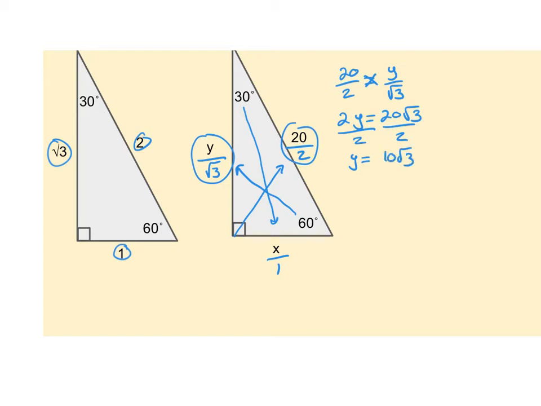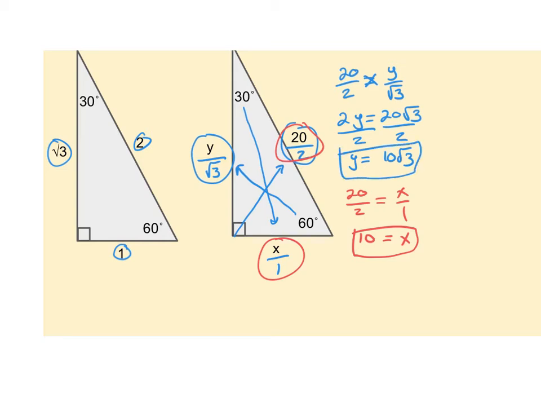If I want to find x, all I'm going to do is take this and set those equal to each other in a proportion. So 20 over 2 equals x over 1. Well, x over 1 is just x, and 20 over 2 is equal to 10. So x is equal to 10, and y is equal to 10 times the square root of 3.